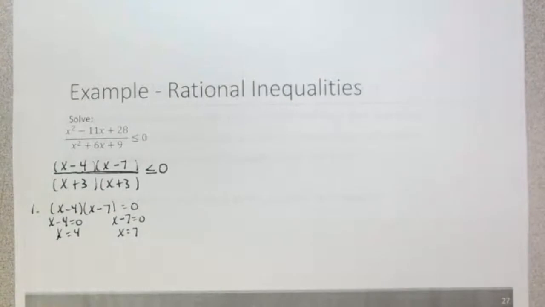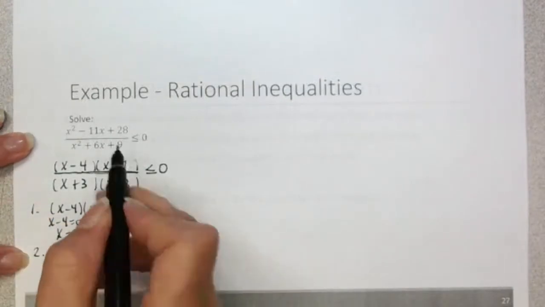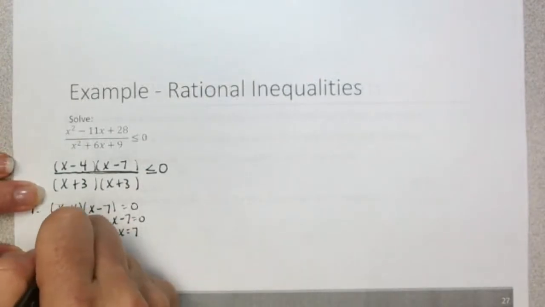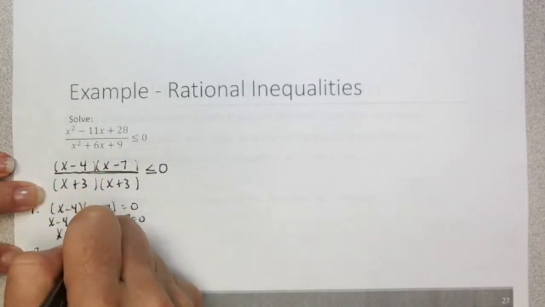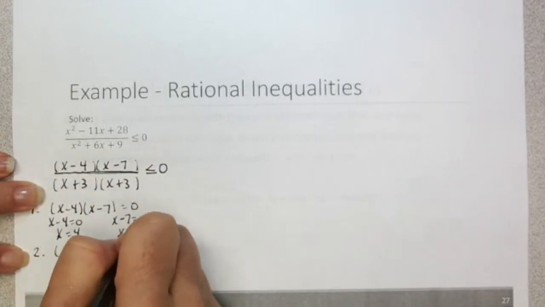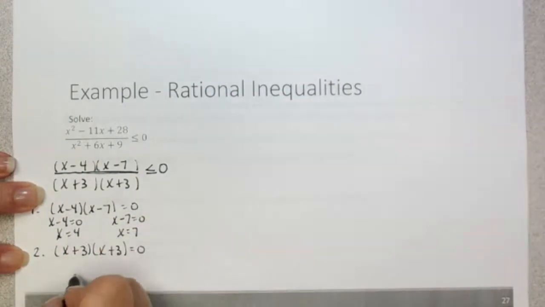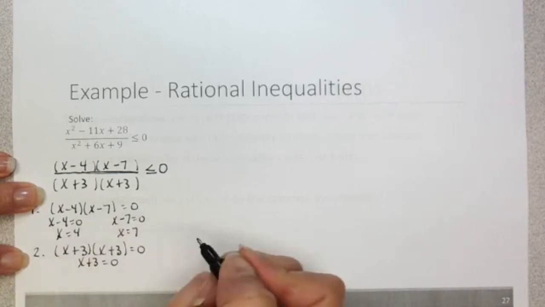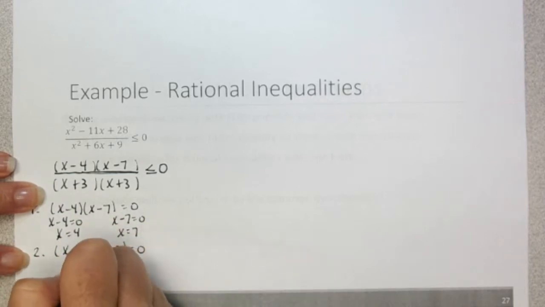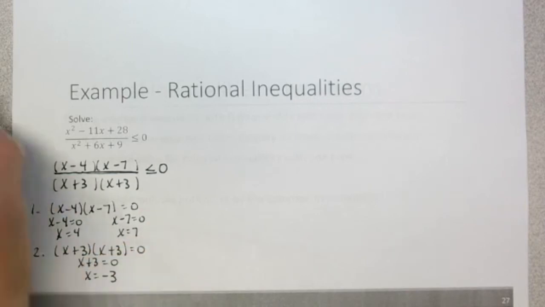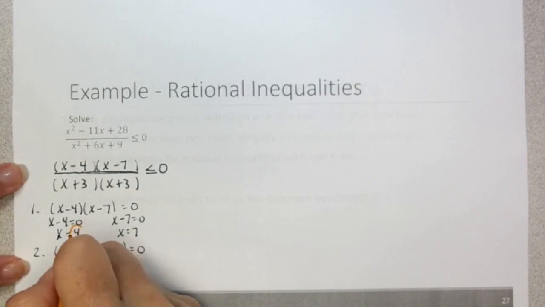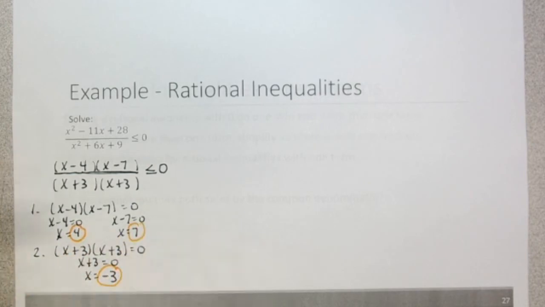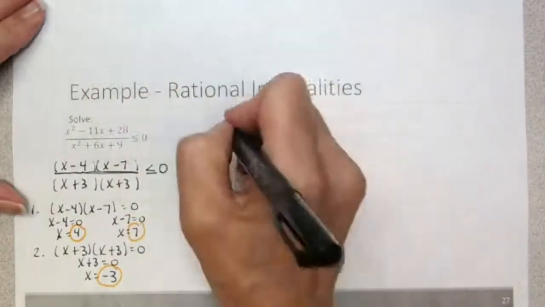Step number 2, set the denominator equal to 0 and look for excluded values. All right, well, if x plus 3 times x plus 3 equals 0, that means x would have to be what? Negative 3, right? Because x plus 3 equals 0, which means subtract 3 from both sides, x equals negative 3. All right, so there's my 3 values. Here's my boundaries, 4, 7, and negative 3. This is what I want to mark on my number line.